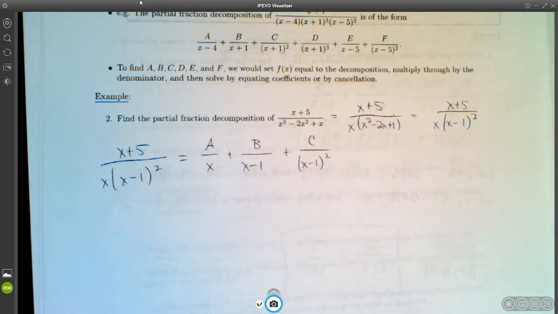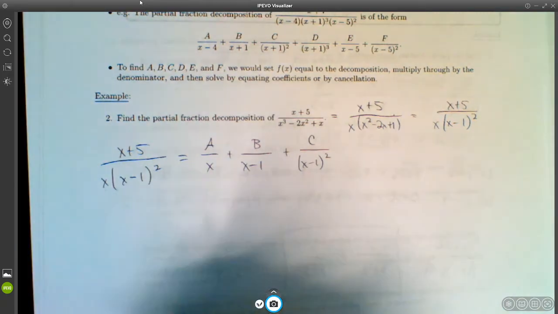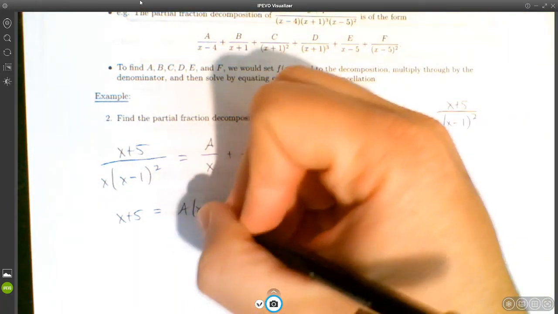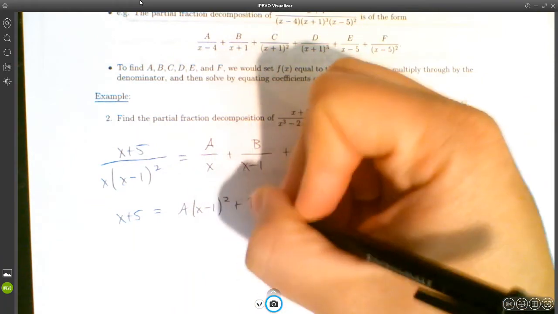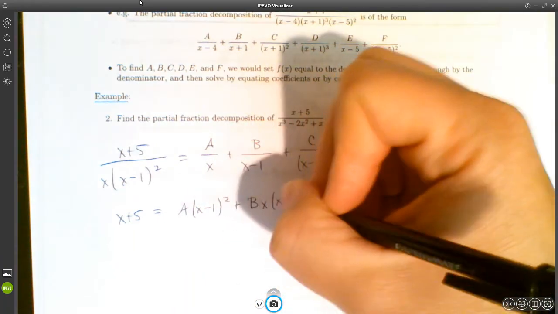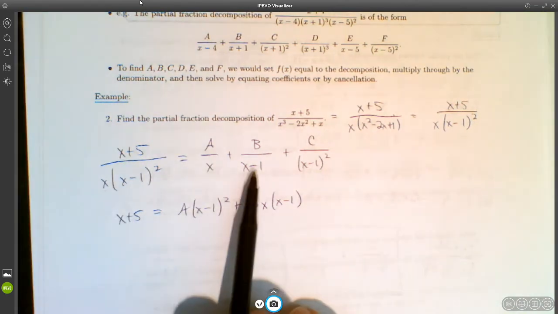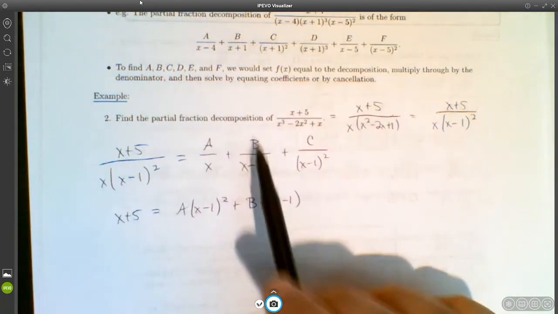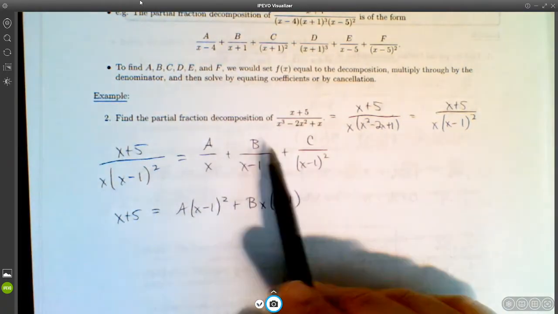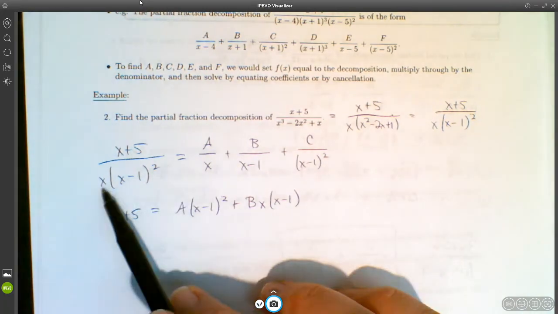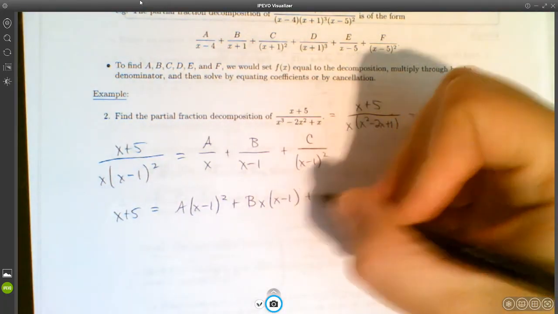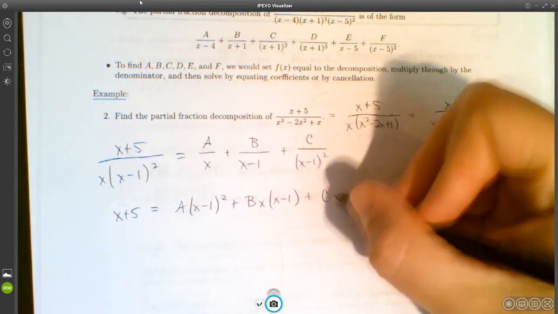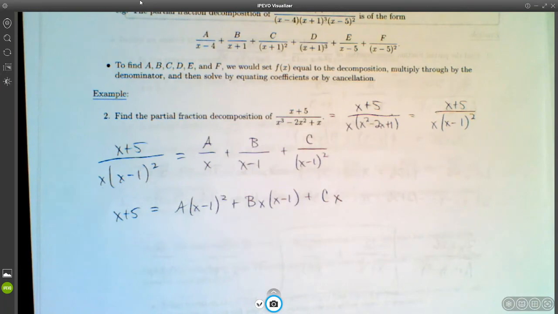Okay, now to solve this for A, B, and C, we multiply through by the denominator and get x plus 5 equals A times (x minus 1) squared plus B times x times (x minus 1), right? If you're imagining multiplying this whole expression times that, the x minus 1s will cancel, leaving an x times (x minus 1). And then you'd have C times the x; the (x minus 1) squareds will cancel and just leave you with an x, right? You're left with Cx. Okay?